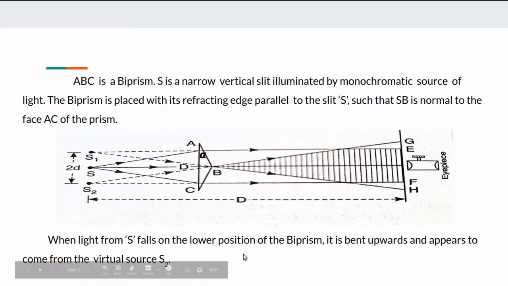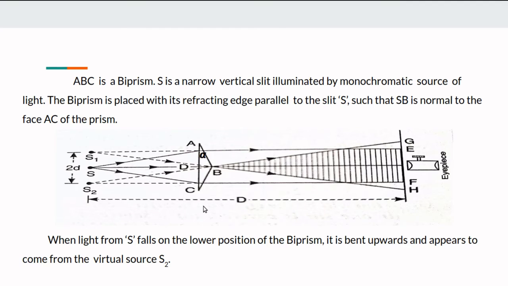This is the biprism, and S is the narrow monochromatic source of light, a vertical slit. The light from the slit is allowed to be incident on this biprism. The biprism is placed with its refracting edge parallel to the slit S. As this is 179 degrees, it is just like a plain glass plate. Then these refracting edges are parallel to the vertical slit and the ray SB is perpendicular to the base AC.